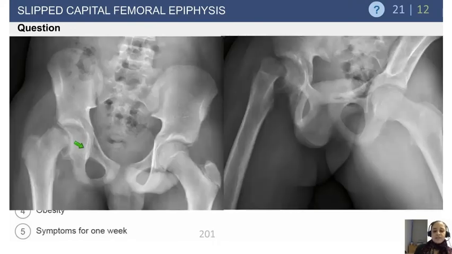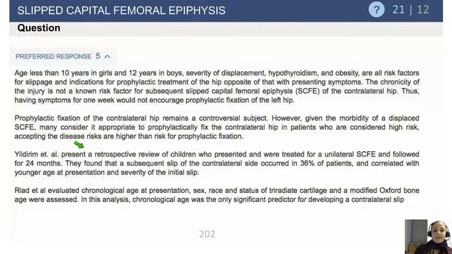And in this patient, we would recommend it, and the only thing that was listed there that would not lead us to go for prophylactic pin fixation is the short duration of symptoms.